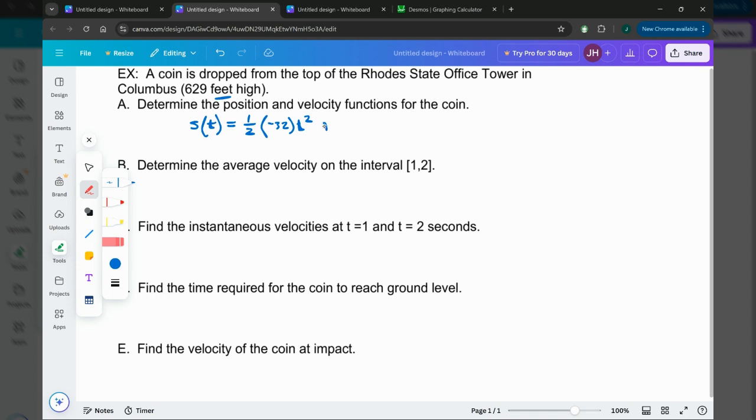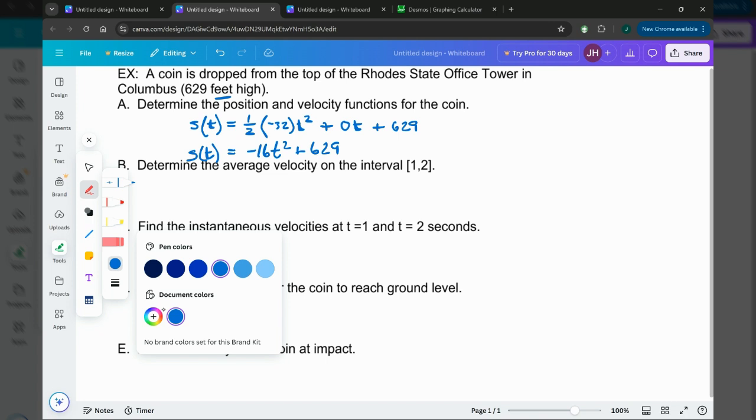Now, when you look at the equation in the previous screen, it's the initial velocity next. Well, the initial velocity, if I drop it, is 0 times t. And then the initial height would be 629 feet. So your position function for this particular coin would be negative 16t squared plus 629. That is my position function.